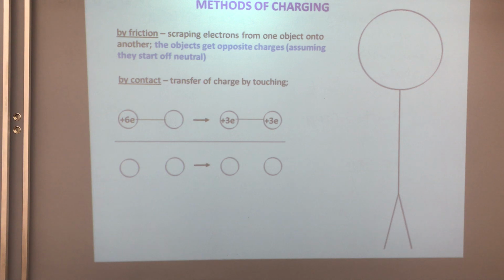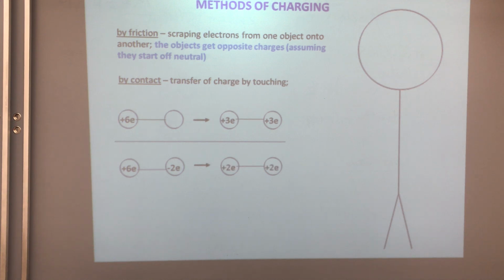Let's look at another example. Let's say now the left-hand sphere again starts with positive 6e, but the one on the right starts with negative 2e, and once again we put a conducting wire in between, and then pause the video and draw what you think the eventual distribution of charge will be.